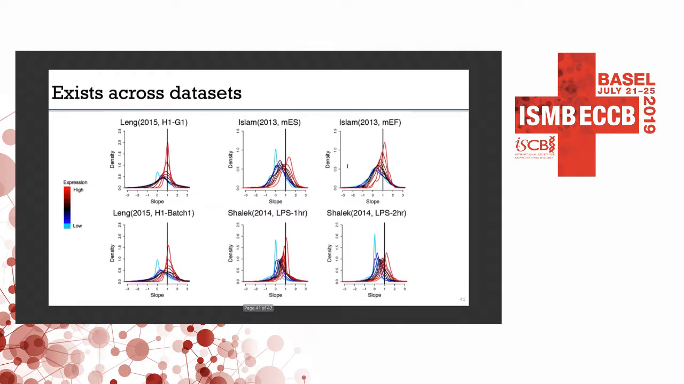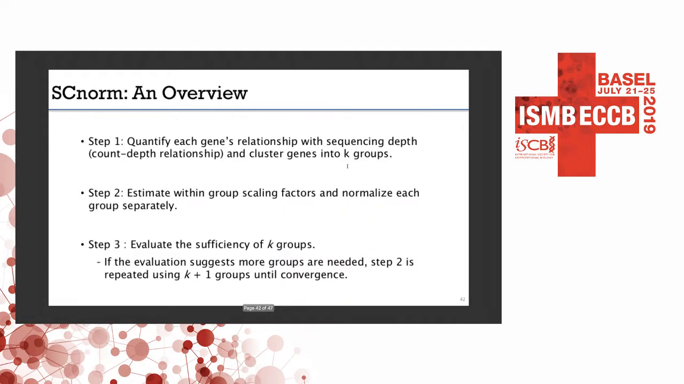If we look across data sets, so that was just one that I was showing you, here's a number of other single-cell RNA-seq data sets that are publicly available. We see that there's heterogeneity in how variable this is, right? Some are more variable than others, but we do see it across the board. And so we developed SCnorm as a way to normalize single-cell data to account for this.